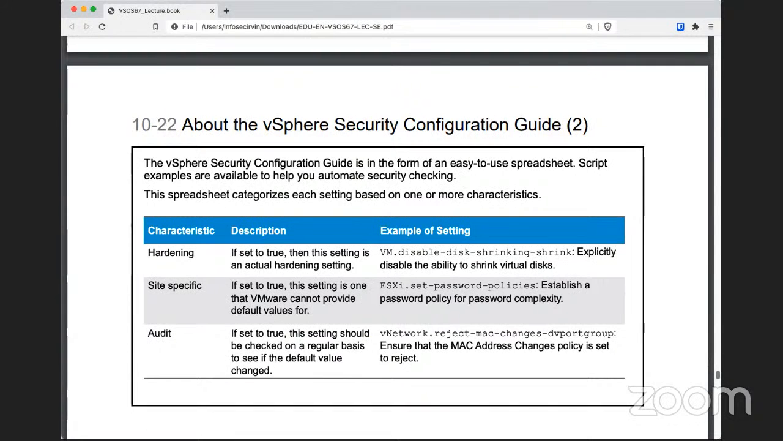That configuration guide is in the form of an easy-to-use spreadsheet for you. There are examples that will help you script and automate security checking. You can do things like hardening, things that are site-specific, and audit. Always start with audit to see where your infrastructure is, and then from that audit, go forward in what you need to do.